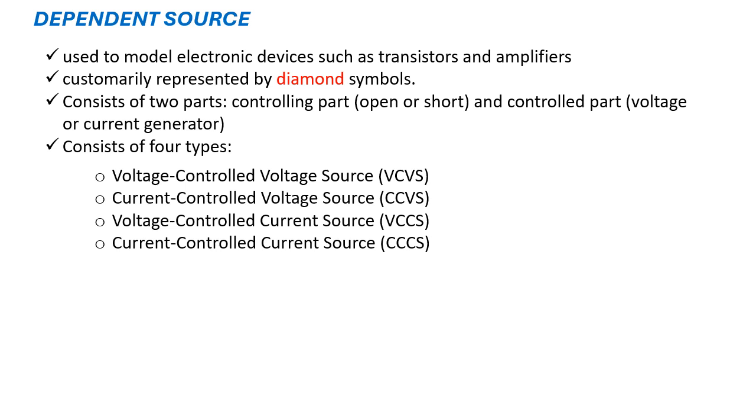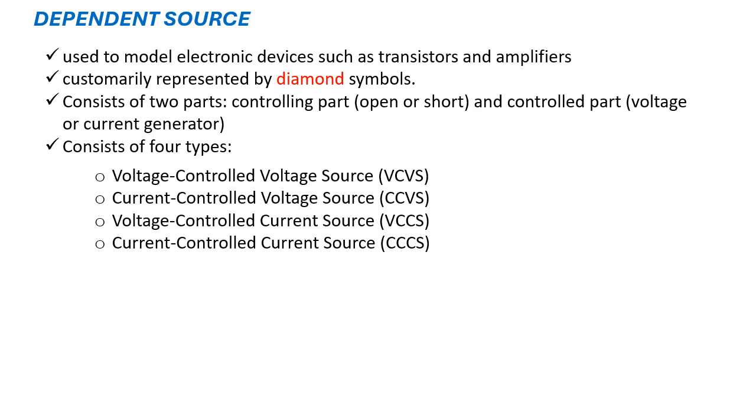So customarily dependent sources are represented by diamond symbols. Diamond symbols. So if the network you are analyzing has a diamond symbol in it, that's definitely a dependent source. Now, a dependent source consists of two parts. The first one is the controlling part, and the other one is the controlled part.